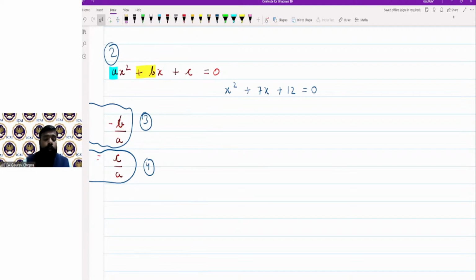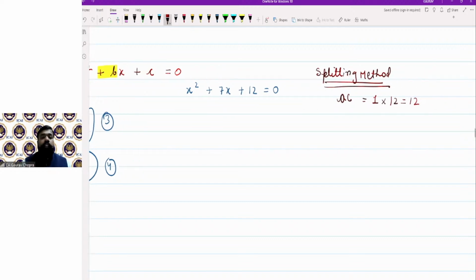Now, if we follow the first method, that is known as splitting method, then what we have to do? When we are following splitting method, the first step is to find out AC. A is the coefficient of x square, which is 1 here, and what is C? 12. So 1 into 12 is 12. This is AC. Now we have to find out the factors of 12 in such a way that we can get the sum as 7 and the product as 12.